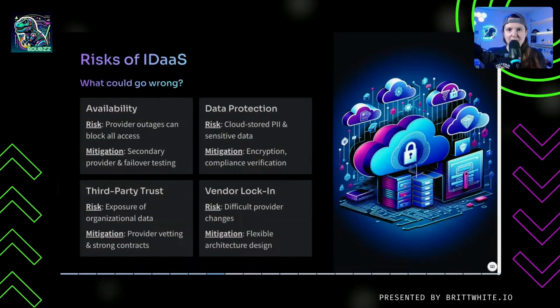Fourth, and this is a sneaky one, is vendor lock-in. Deep integration with an identity-as-a-service provider makes switching providers as challenging as trying to change engines mid-flight. You might find yourself trapped with a provider despite service degradation or price increases. The solution here is to maintain a flexible architecture that allows for provider changes when needed.